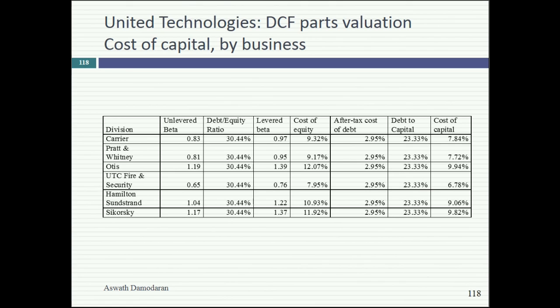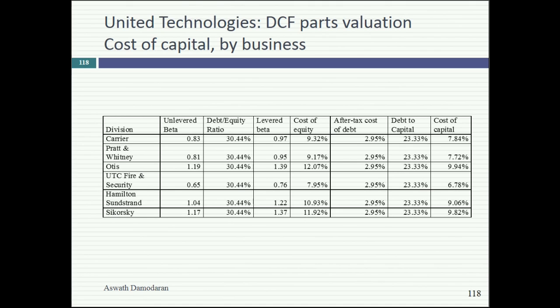Why am I able to do this? I can't run a regression of Sikorsky against the market and get a beta. Why can't I? It's not a standalone business. It's part of United Technologies. But because I use a bottom-up beta, based on the businesses you're in, I can value a piece of a business. I can value GE Capital as a standalone business.